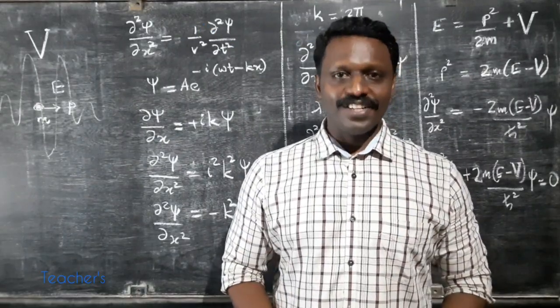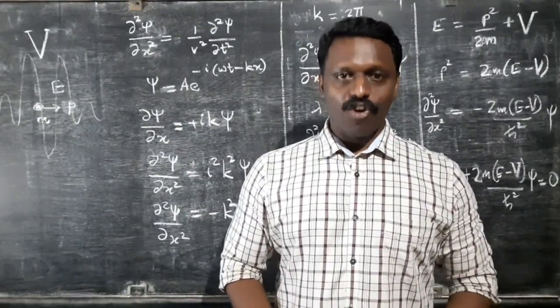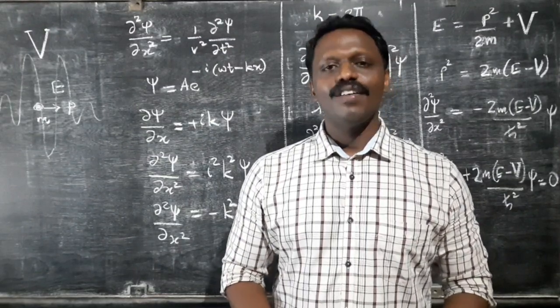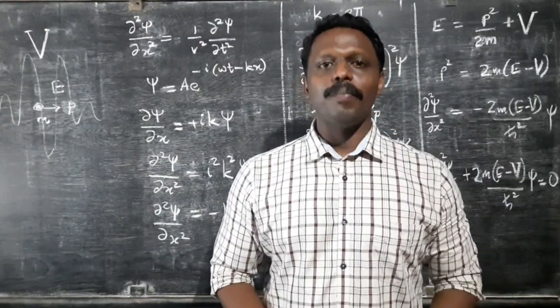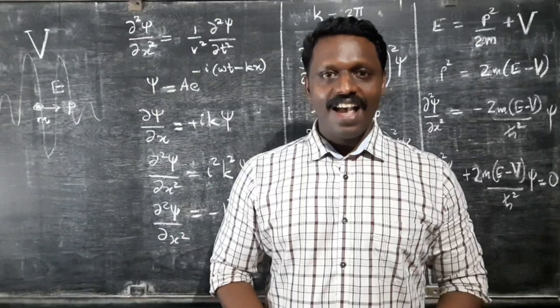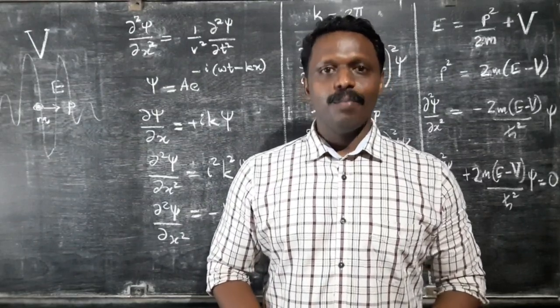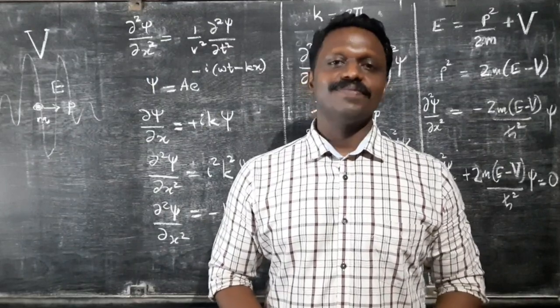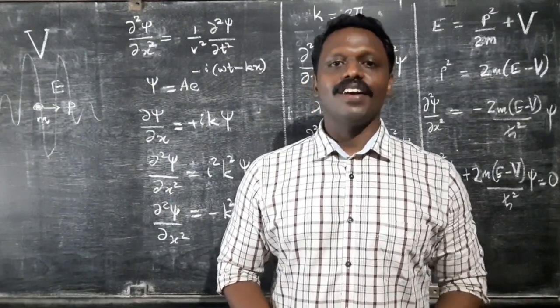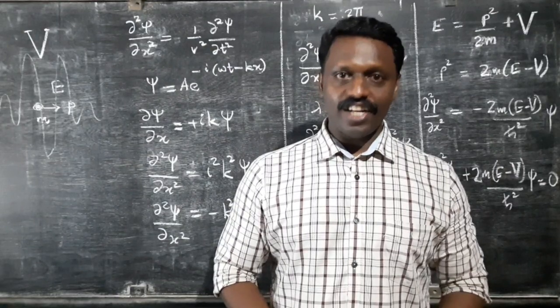In this session, we will discuss the time-independent Schrodinger equation. For this, let us consider a particle of mass m, energy E, and linear momentum p moving in a potential field V. A moving particle has a wave associated with it.